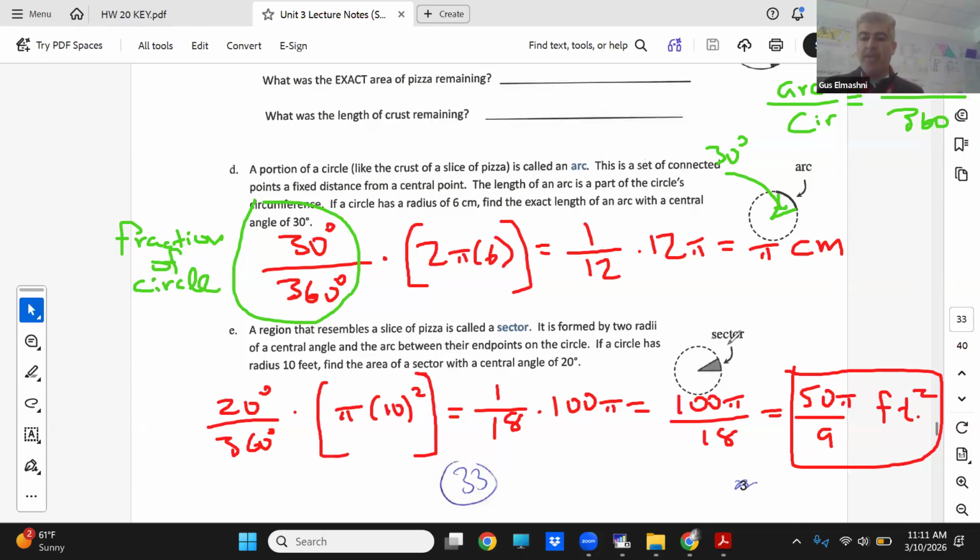Likewise here, you have a sector. A sector is a section of a circle. So it's not just the arc, but it's also the inside as well. It's like the whole piece of pie, or the slice of pie. So 20 over 360, great. That's 1/18th. Multiply that by the area, and that's what you get. That should be 50 pi over 9.